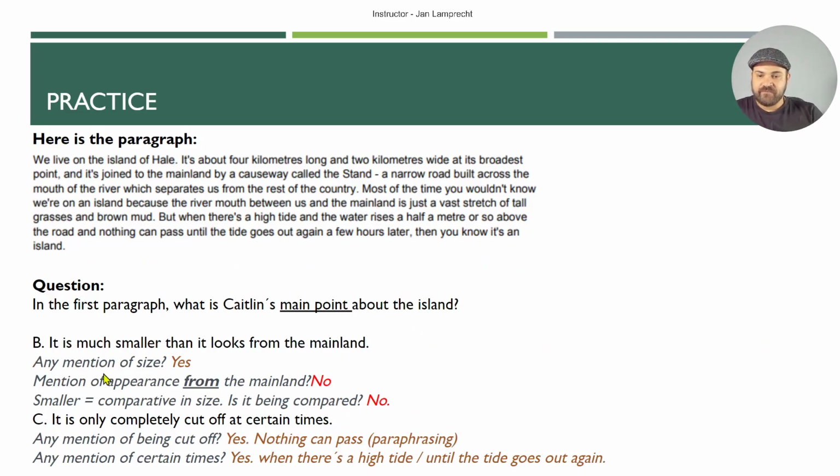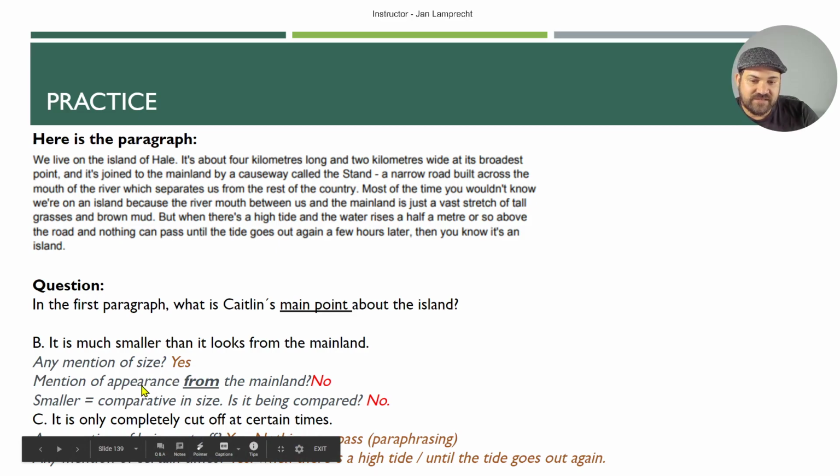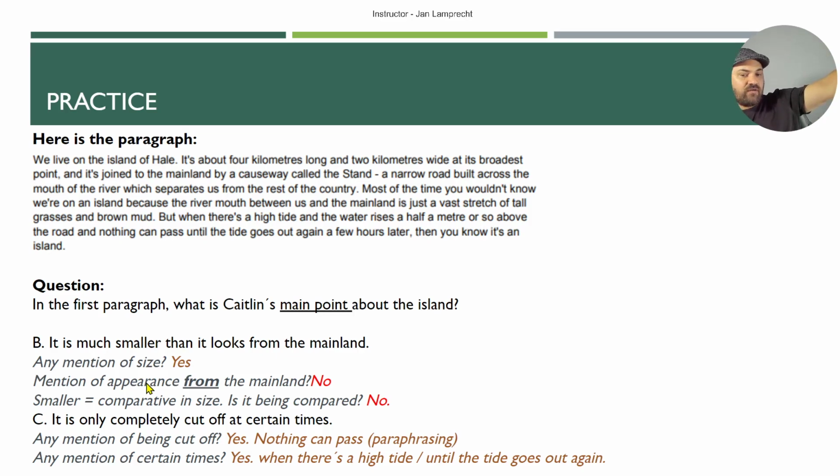Okay, more questions. So, it is much smaller than it looks from the mainland. Size, yes. Mention of appearance from the mainland. So I'm looking at it from the mainland. Do they talk about that? No, they didn't talk about a clear vision of something. There's no appearance, so no. Smaller is comparative in size. Is it being compared? No, nothing is being compared. It's just 4 kilometers long, 2 kilometers wide, and there's no comparative there. So based on that, we know that option B is not possible.